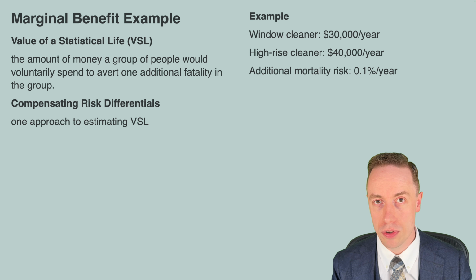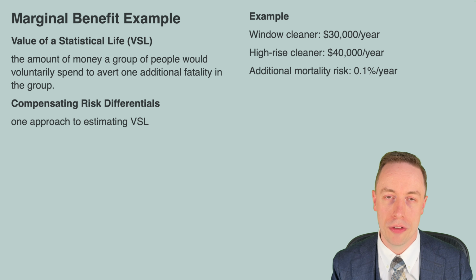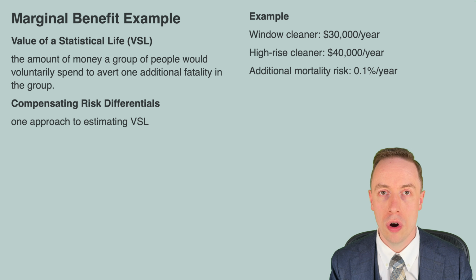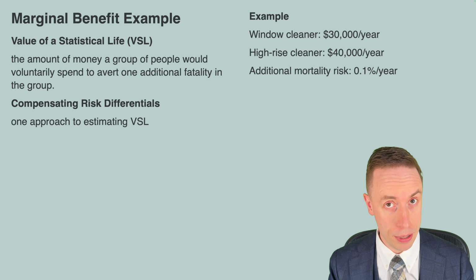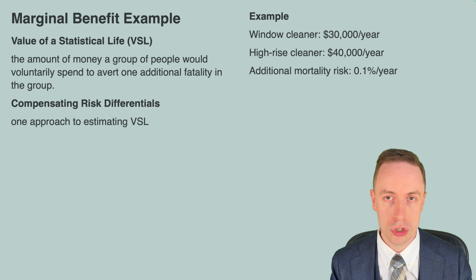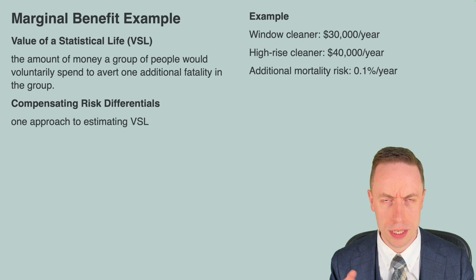And there are a couple of different ways you can estimate what the value of a statistical life is. For example, you can look at what people are voluntarily willing to pay for safety, for example, additional safety devices on a car. You can survey people on how much additional risk they are willing to take in order to save how much money, although surveys are typically not that great in the social sciences.